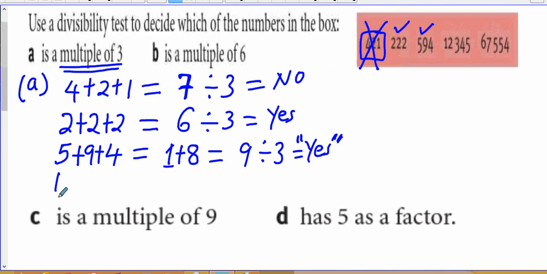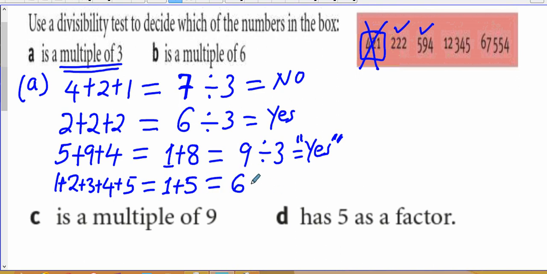How about 12,345? Is this number divisible by 3? Let us check. Step 1, add the digits. What do you get? 1 plus 2 is 3. 3 plus 3 is 6. Plus 4 is 10. 10 plus 5 is 15. If you are not sure whether 15 is divisible by 3, keep up with the process of adding. 1 plus 5 is 6.